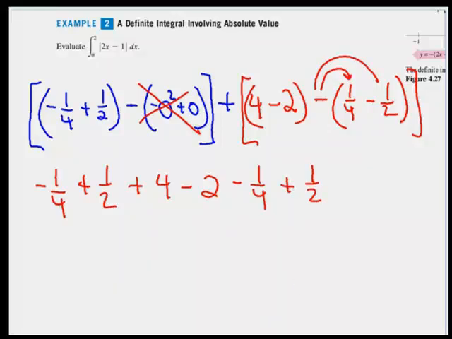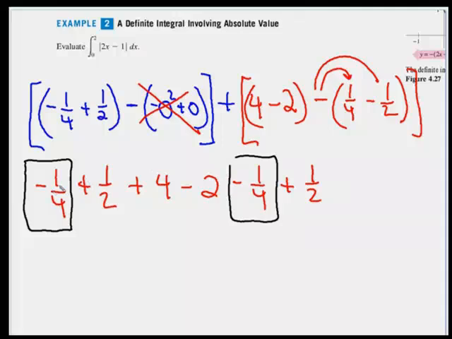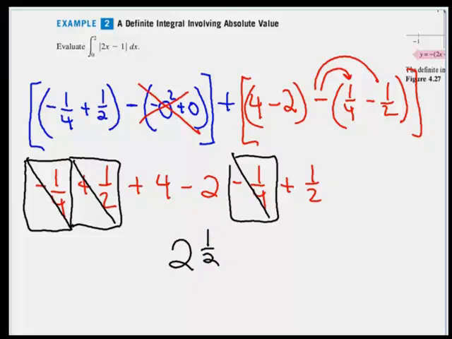So let's see if we can eliminate some of those fractions. Well, let's see here, negative 1/4 and negative 1/4 is negative 1/2. And that'll wipe out one of these positive halves. So those are now gone. And now we have 4 minus 2 is 2, plus 1/2 is 2.5. And let's write that as an improper fraction, 5/2.